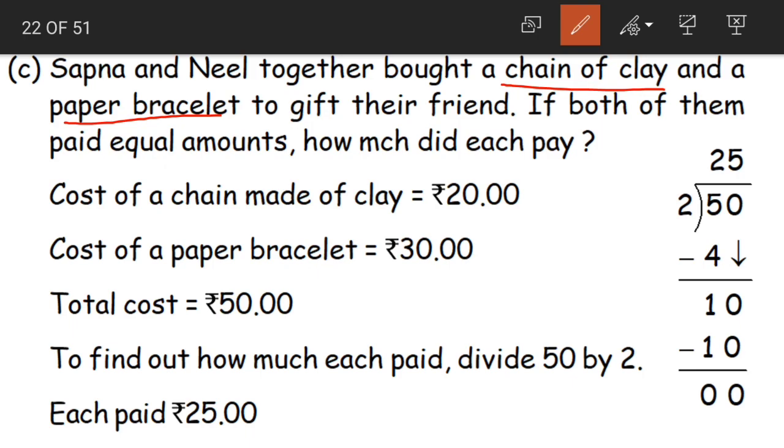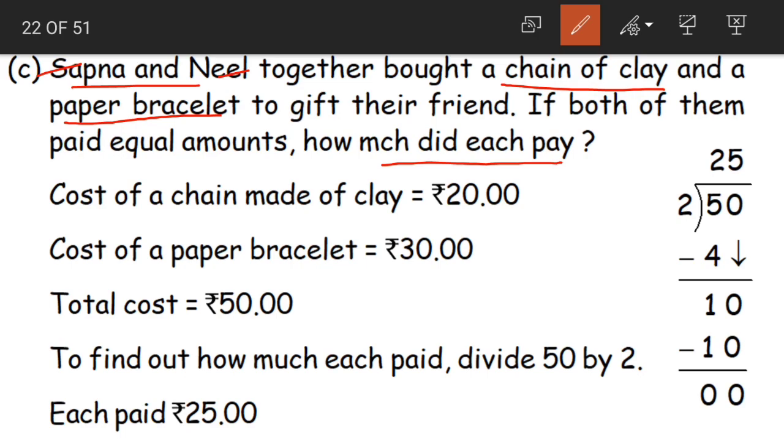And what are they saying? As both people here combinedly bought the items, they have to pay in equal amounts. We cannot say that only Sapna should pay the entire amount or Neil should pay the entire amount. They both bought together for a friend. So that is why they have to pay equally. Now how much did each pay? We have to find out.